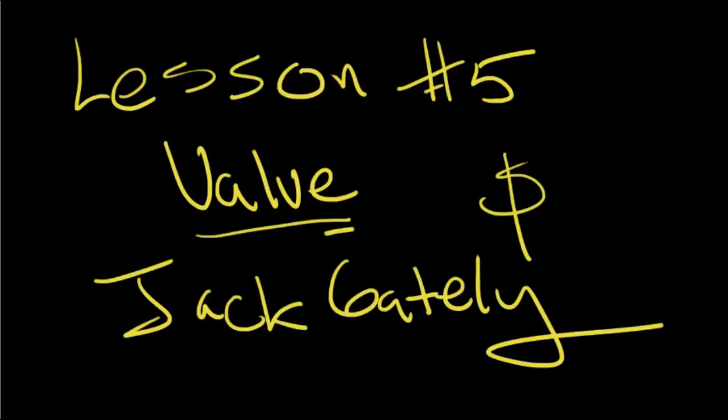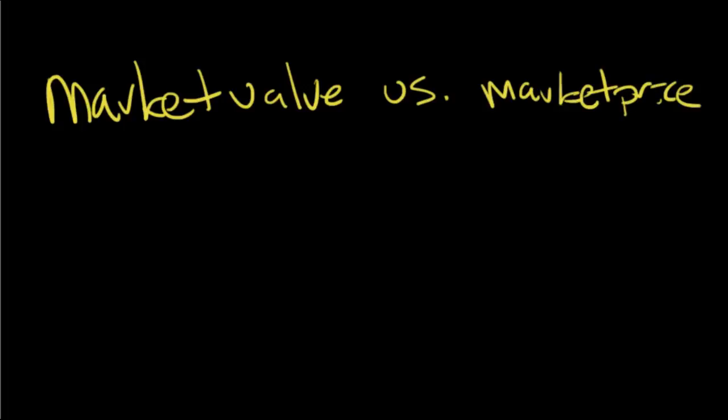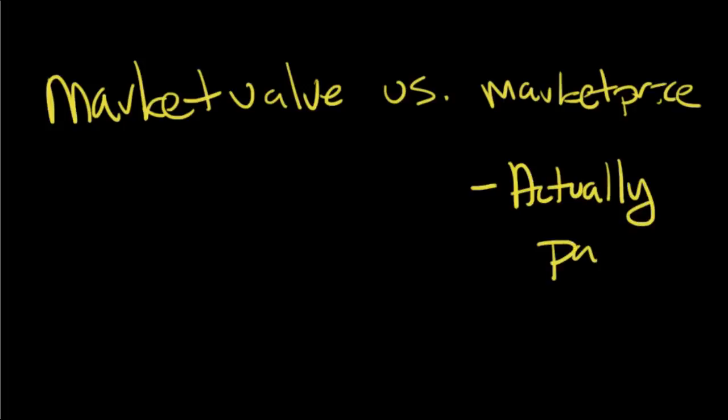When we look at value, there are two basic concepts that we need to separate. They sound a lot alike. The first one is called market value, and we need to compare that with market price. Market price is kind of the easier one, so let's take that one first. It's what someone actually paid for the property. So that's pretty easy.